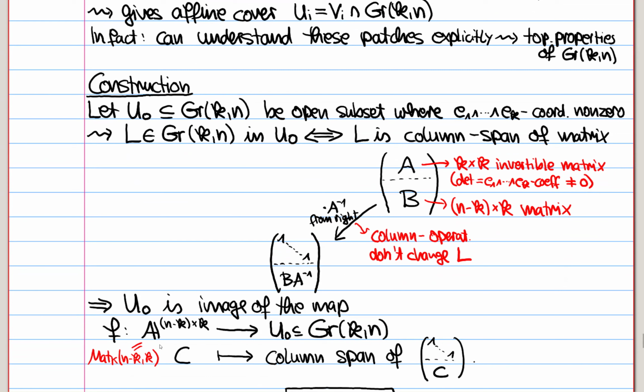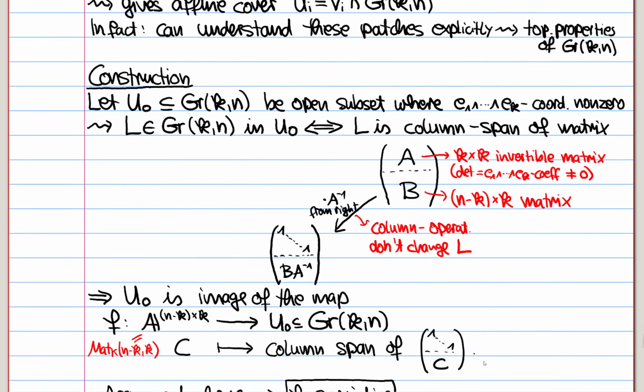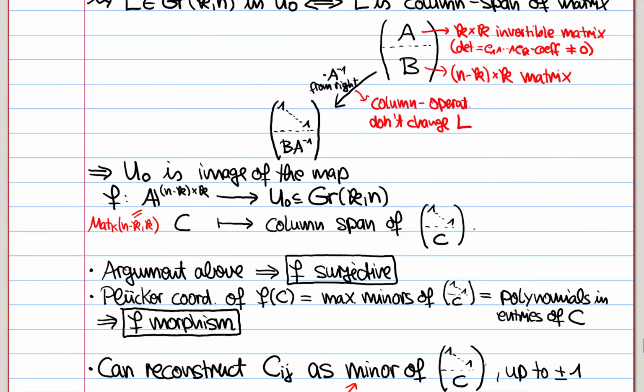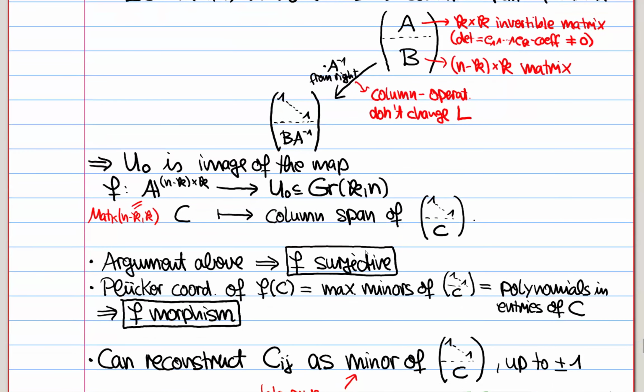And so we have converted this into this format, and this shows that U_0 is exactly the image of a certain map F from some affine space. This is an affine space which parameterizes n minus k cross k matrices, to U_0 inside the Grassmannian by sending this matrix to the column span of this decomposed matrix. And we check now that F has very nice properties. In fact, we will show that F is an isomorphism from this affine space to U_0. So let's get on this.